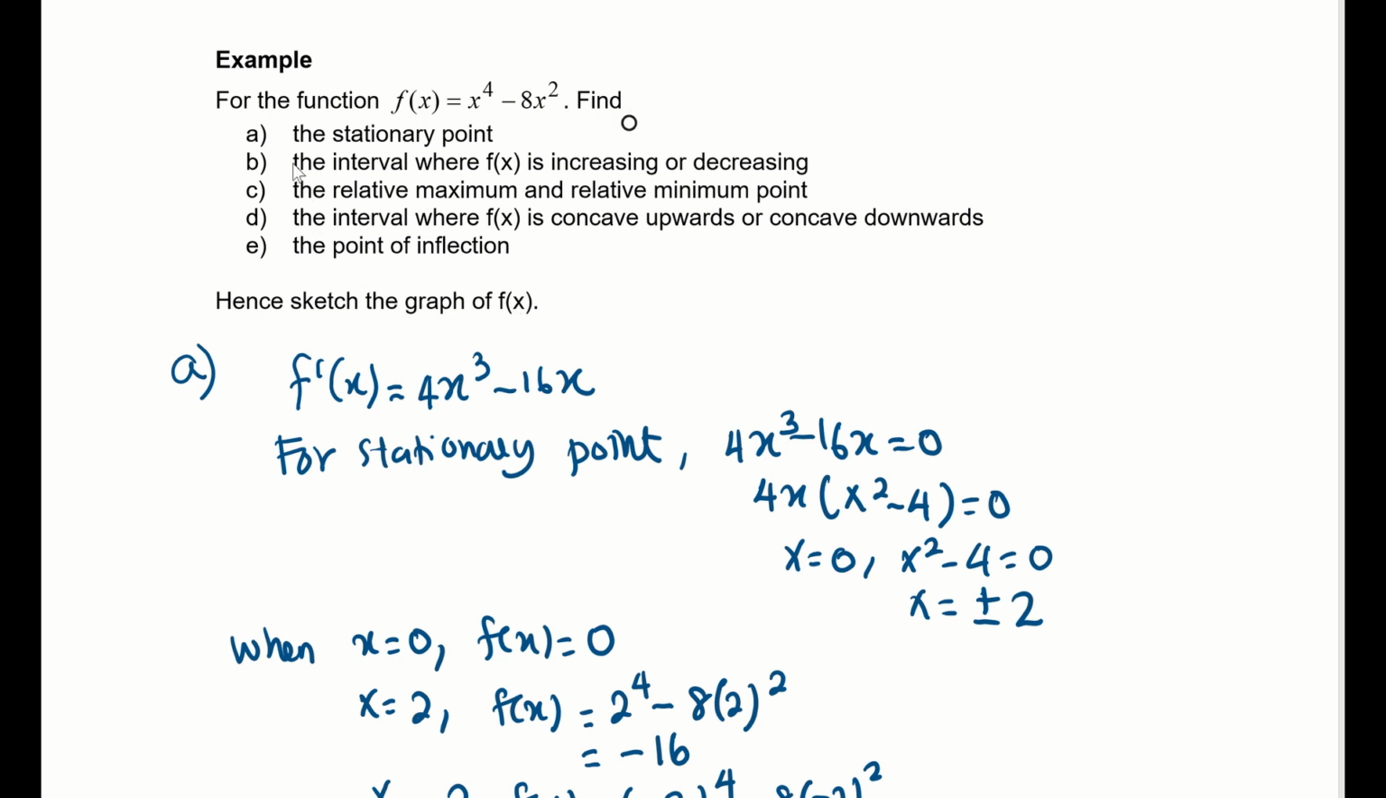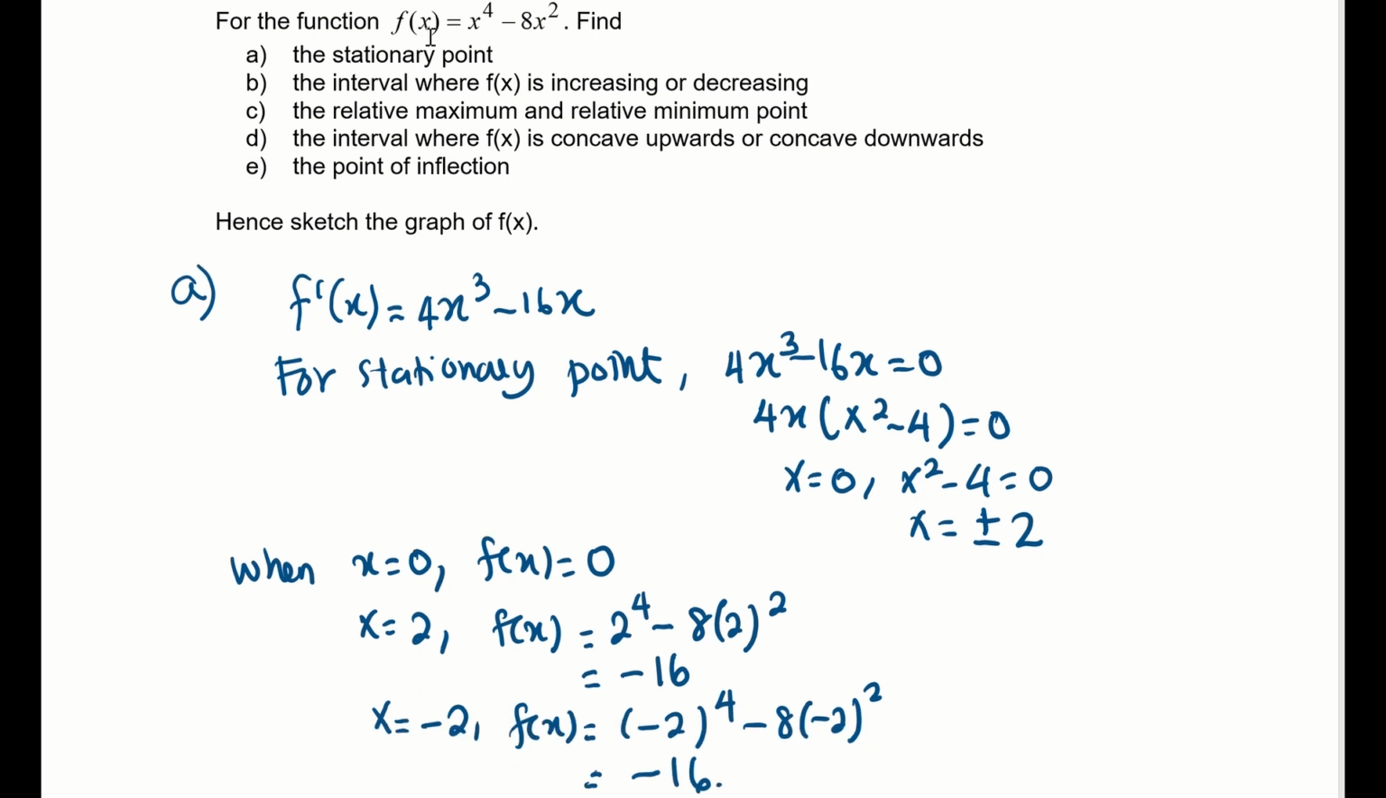Okay, so for the first one, for the function f(x) equals x to the power of 4 minus 8x squared, we need to find the stationary point. To find the stationary point, we need to differentiate f(x), that is f'(x) equals 4x cubed minus 16x. To get the stationary point, we set it equal to 0. Factorize: 4x times (x squared minus 4) equals 0. We get x equals 0 and x squared minus 4 equals 0. Simplify to get x equals plus or minus 2.